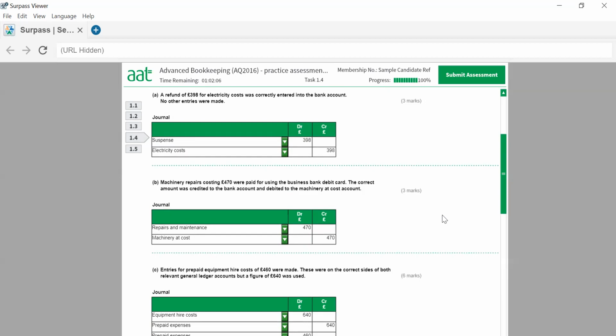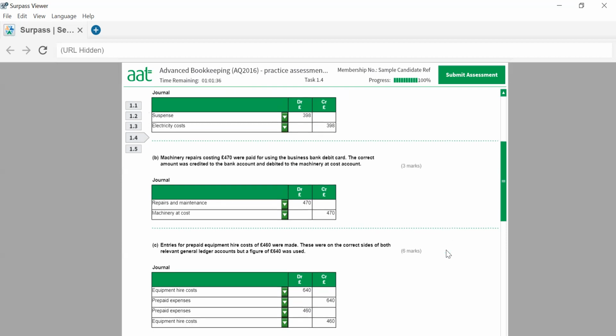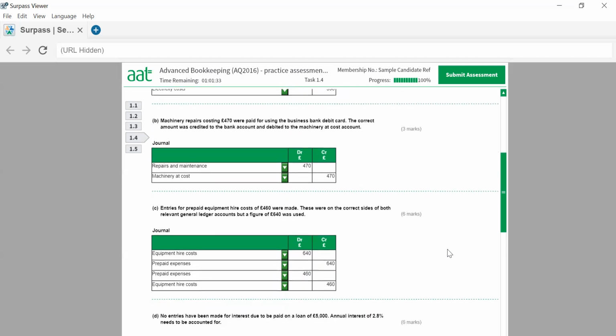So let's have a look at what they've done. They've debited the machinery account and they've credited the bank. So we now need to close that machinery. The correct amount was credited to the bank account, but debited to the machinery cost account, so we need to close it. We're going to credit the machinery at cost account, and we're going to debit the repairs and maintenance, which is what it should have been. So write down what they've done, so you can see what you need to do to put it right.